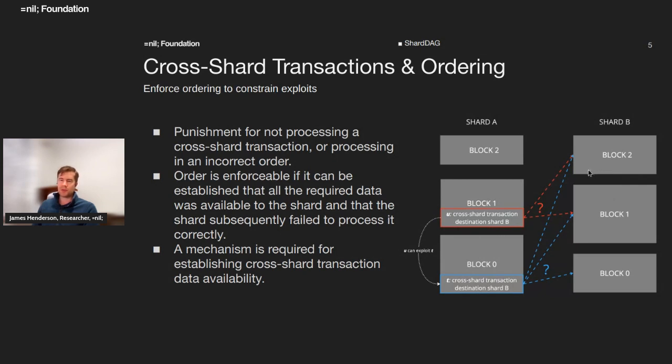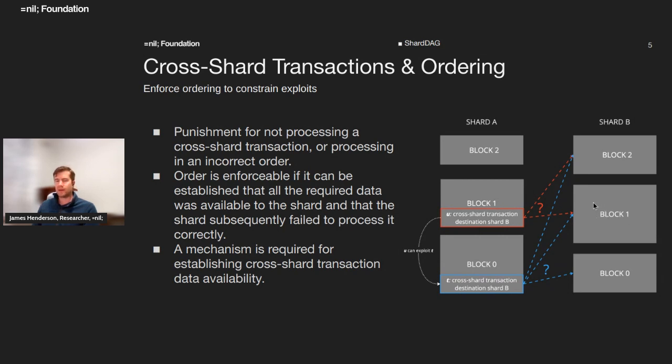And if it just happens that, for whatever reason, the blue cross-shard transaction gets included in block 2 at the top and the red one in block 1 in the middle, then that means the red one is processed earlier than the blue one, and therefore it can exploit the blue transaction.